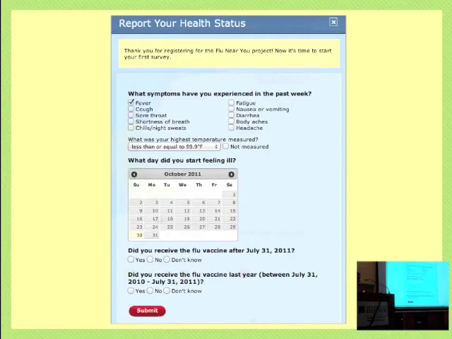And the point of this is not just to have individual people report, but also to make it viral as much as we can.